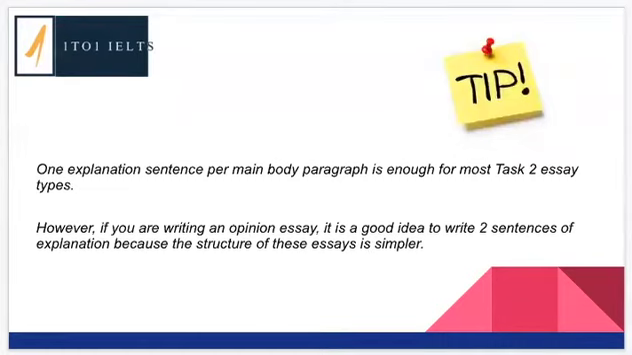Quick tip, usually only one explanation sentence per main body paragraph is needed for task 2 essay types. The time this doesn't apply so much would be for an opinion essay. So with opinion essays, because we have less in the structure, and they're a little bit simpler to write, it's quite often a good idea to write 2 sentences of explanation, just to make sure that we've fully developed all of our ideas. But in other essay types, you're going to have opinion statements as well as examples, and therefore we don't need to write quite so much.